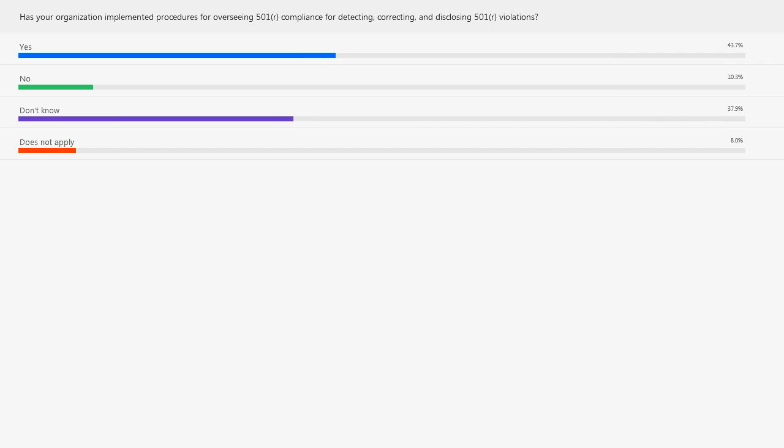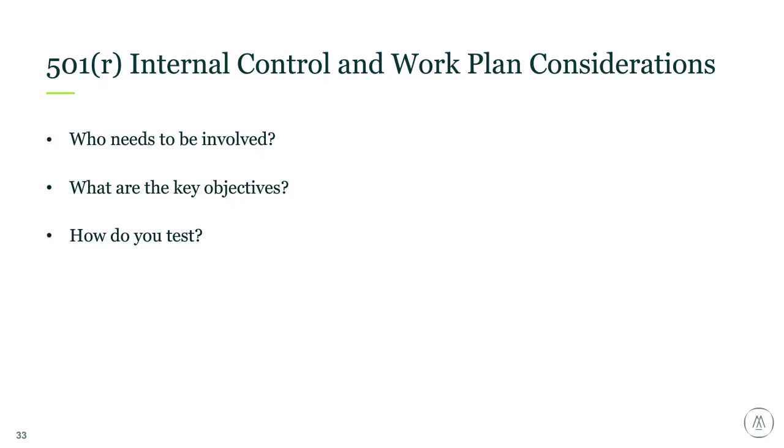Great. Good news there. There's a lot of yeses out there at 43.8%. That's fantastic. What we're hoping to accomplish in this last session will help just verify that you have in place what you need. For those that aren't in that boat, hopefully this can give you a good outline of a process that you may want to try to implement in your organization. So with that, we'll forward on to the internal control and work plan considerations.